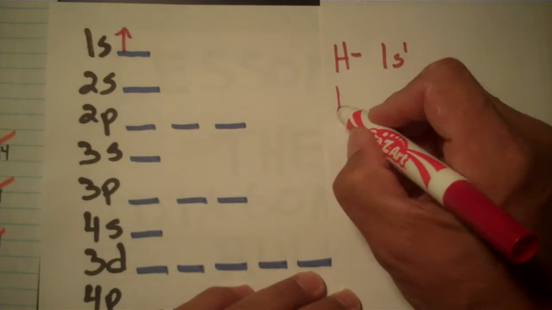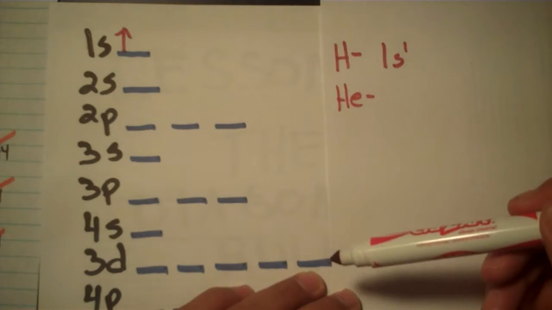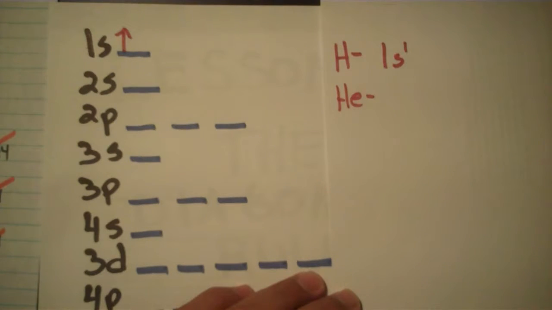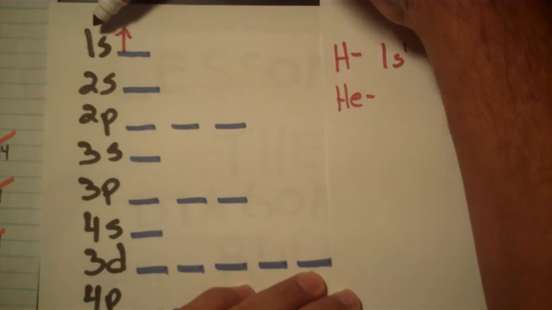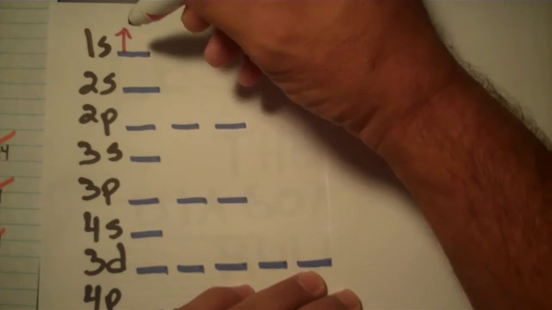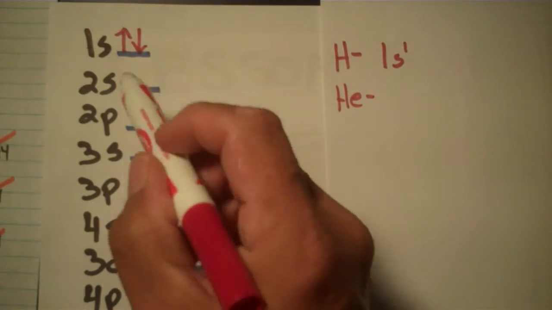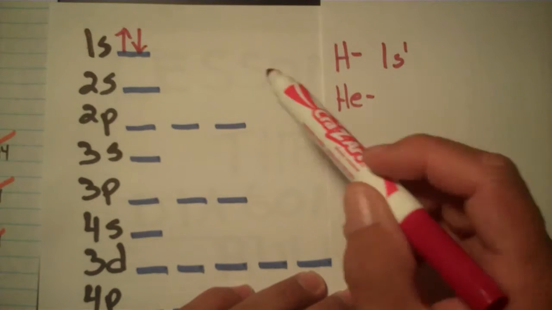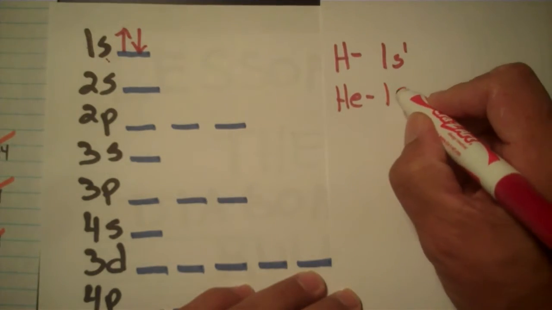Alright, let's go with the next one, helium. We did that yesterday also, but I didn't show you in this way how to do it. It has 2 electrons, because on the periodic table it has 2 protons, therefore 2 electrons. I'm going to place 2 electrons on the very first one. So the first one goes up, the second one comes down. And there I've got my arrows for helium. And so my electron configuration is 1s, and there are 2 electrons. So it's 1s2.